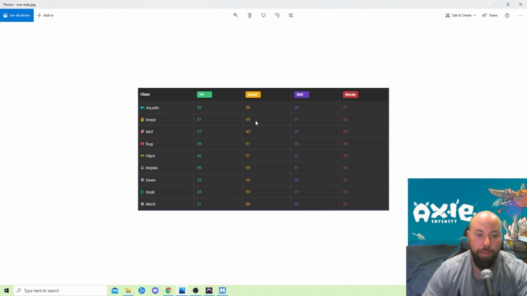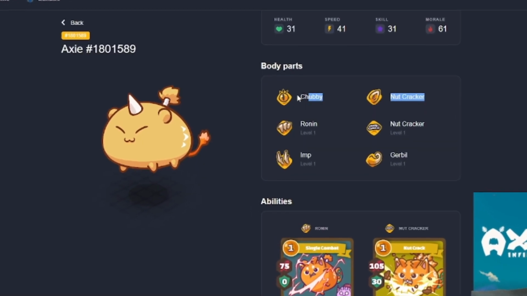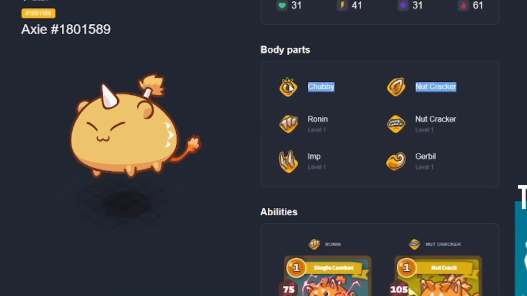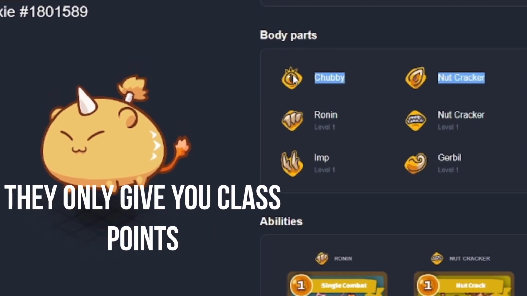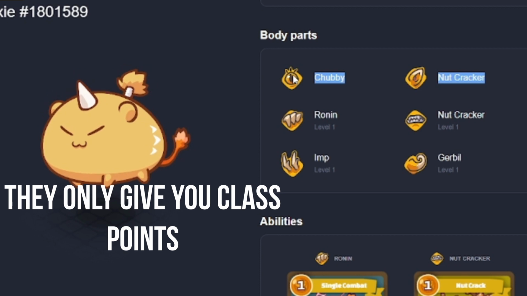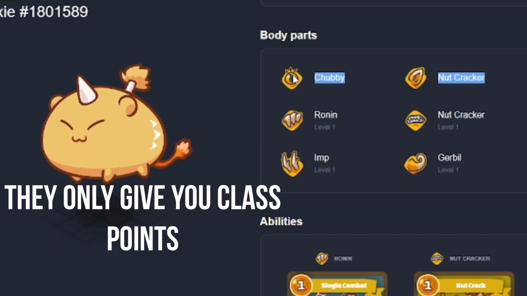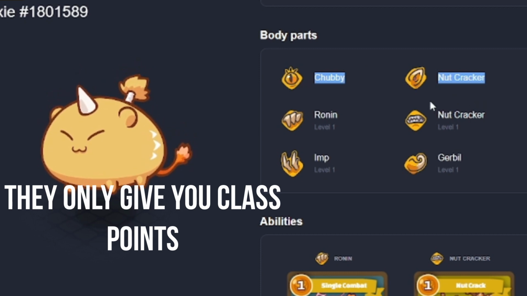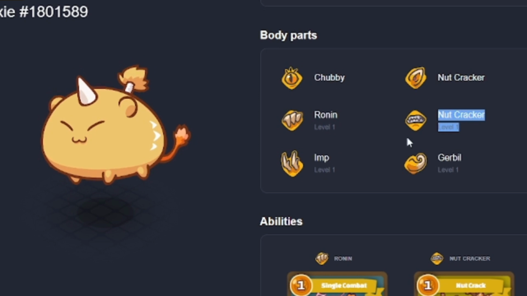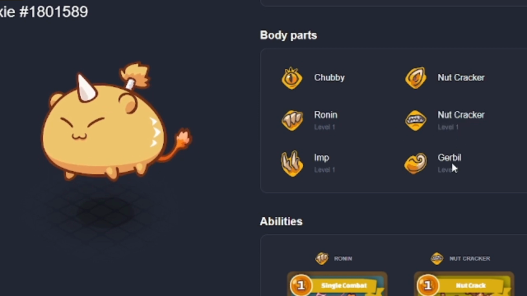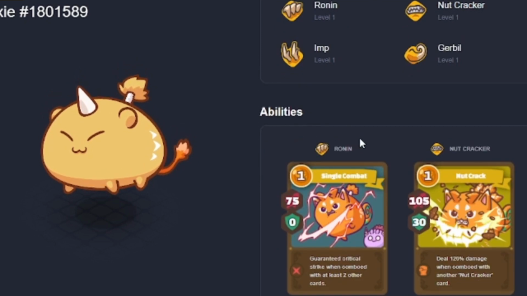The eyes and ears, these two, Chubby and Nutcracker, do not give us any cards or abilities. They just give us those stats that we were talking about, that increase for being a beast. Now, the next ones: the horns, mouth, back and tail. Horns, mouth, back, tail. They give us abilities.